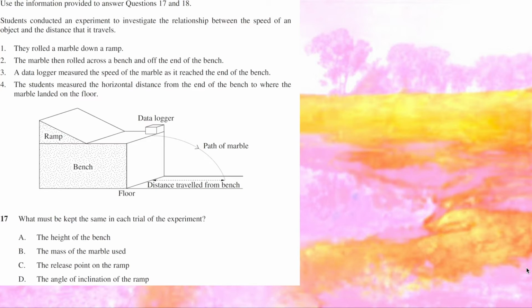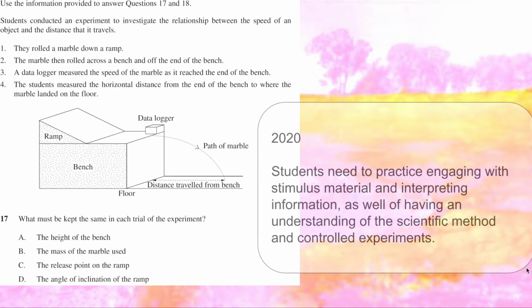So that's something that you are changing. The release point on the ramp, again, is another way you can control the speed, so that's not something you need to keep the same. The mass of the marble used: if you've studied physics, you'll know that acceleration due to gravity is irrespective of mass. So in this case, height is the one that you're keeping the same.